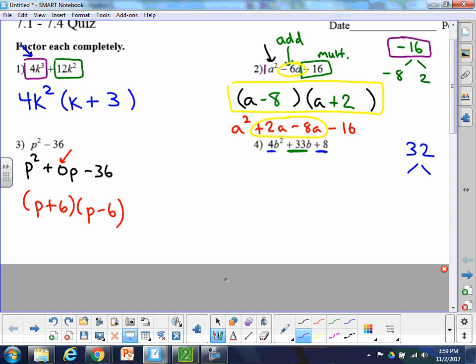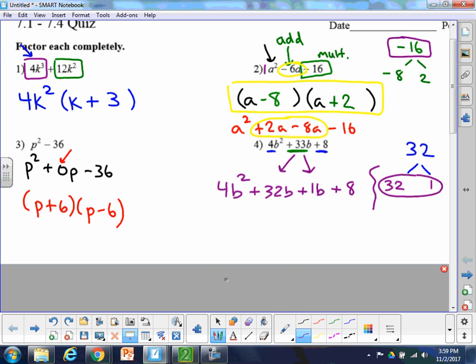But back to this one. So I got A times C is 32. Okay, I need factors of 32, again, that add up to 33. So in this case, 32 times 1, that's going to work. And what I'm going to do, I'm actually going to split this middle term into two terms. Okay, so I have the 4b squared. Here's what I'm going to do. That 33b in the middle is going to split up into these two. It's going to be 32b and 1b. Okay, and then the plus 8 is still sitting there.